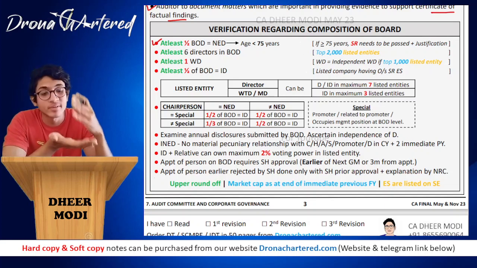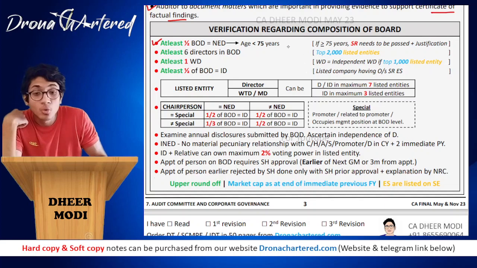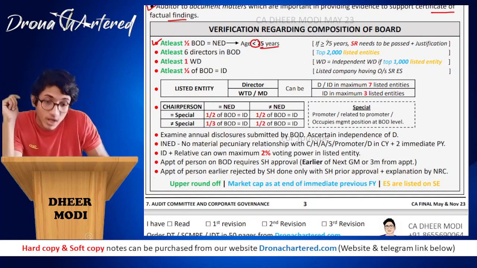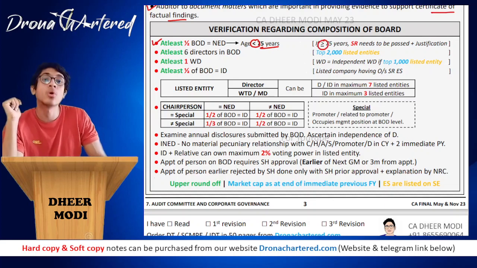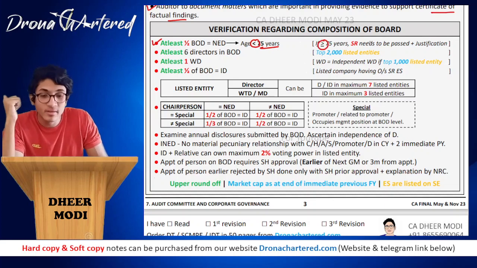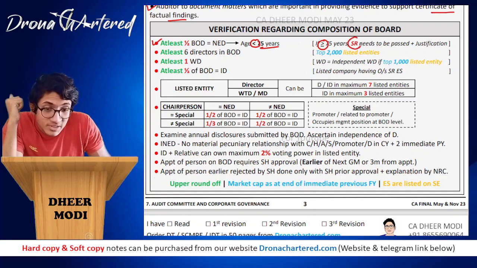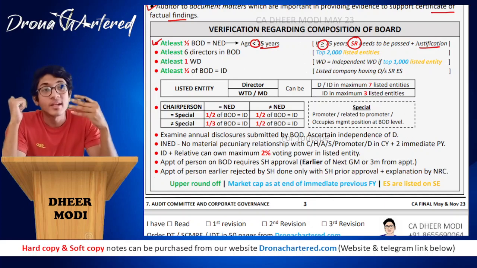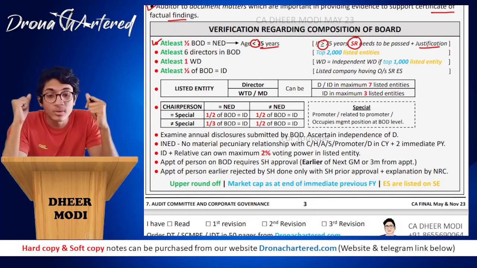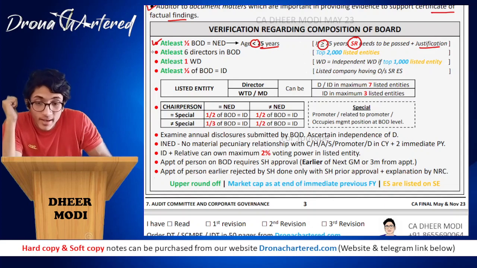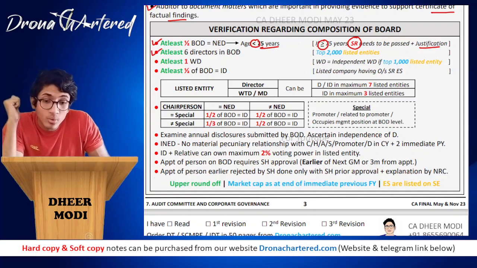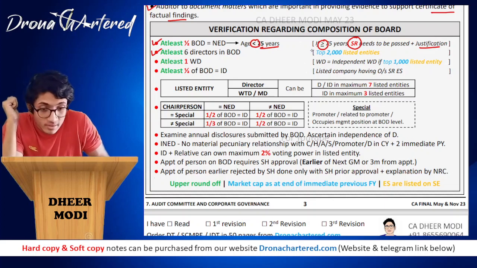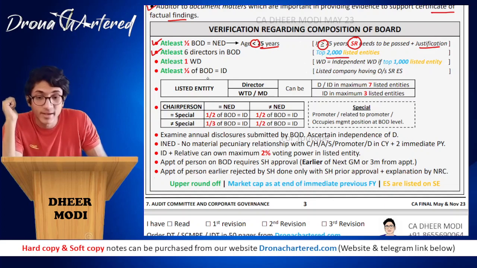That means non-executive directors shall be half or more, whose age is less than 75 years. However, if the age is equal to or greater than 75 years, in such a case, a special resolution needs to be passed and a justification needs to be given as to why we are appointing a person whose age is more than 75 years. At least 6 directors in the board of directors. This is for your top 2000 listed entities.